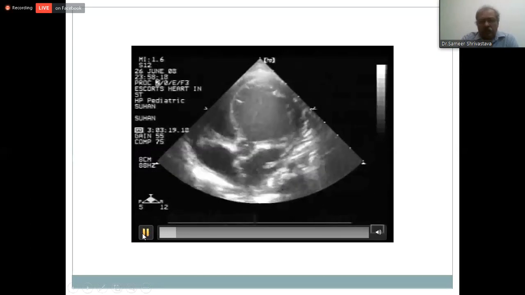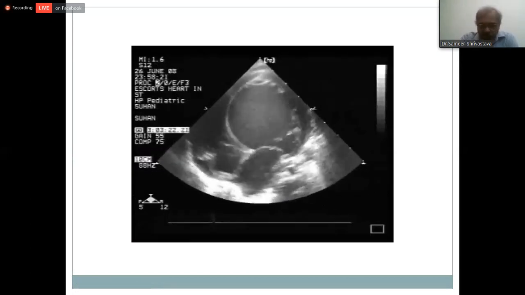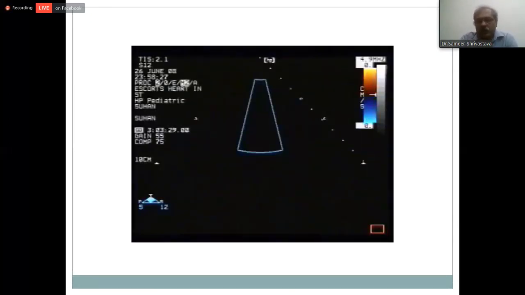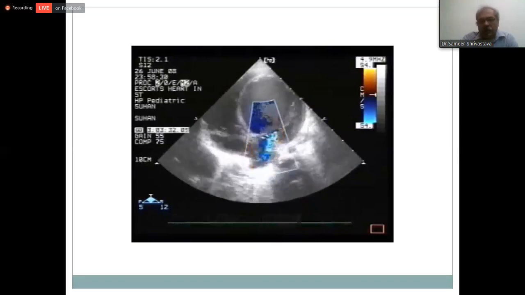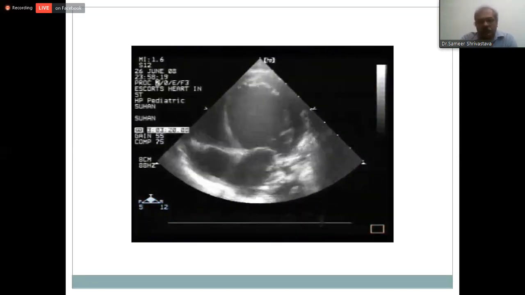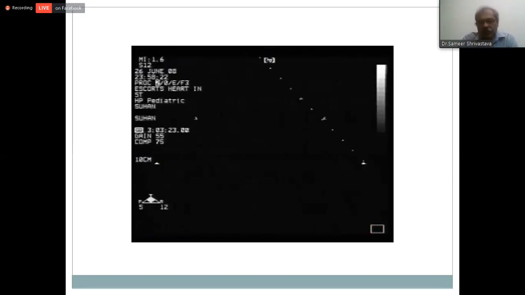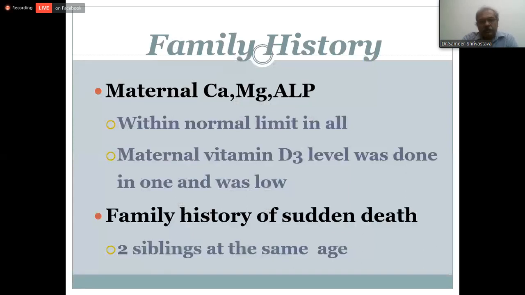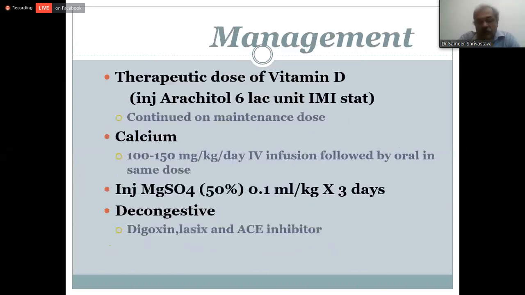Did the echo. Echo was global hypokinesia. So whenever you see a pediatric age group with global hypokinesia and poor LV, you start looking at ALCAPA, you start looking at coarctation, you start looking at LVOT obstruction. We couldn't find any, and we just felt that we must look further. So the family history was that the mother was not on calcium or magnesium, and ALPs were very high. Rest of the things were fine, and he turned out to have a very low calcium.